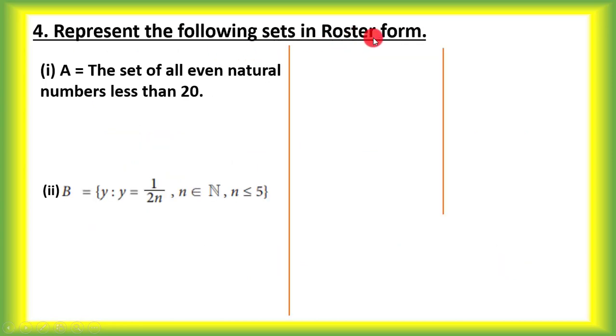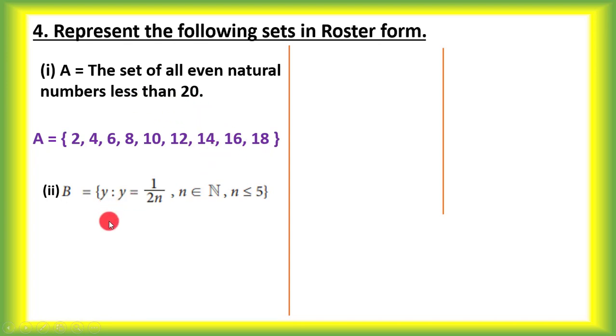Write the following sets in roster form. The set A, the set of all even natural numbers less than 20. Do you know even natural numbers? This begins with 2. So collect all the even numbers. Set A is equal to 2, 4, 6, 8, 10, 12, 14, 16, 18, which are less than 20.